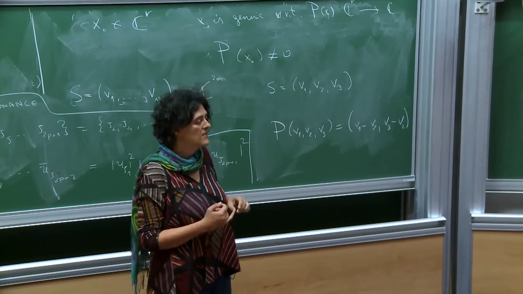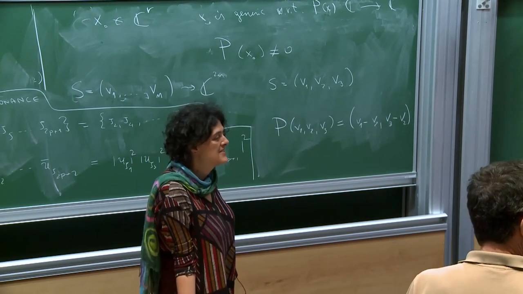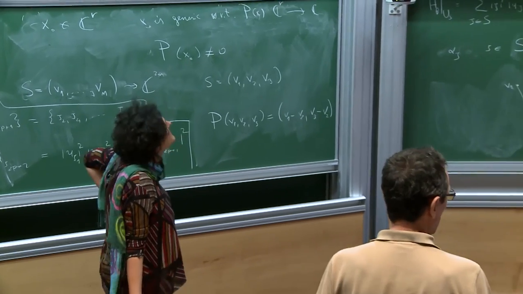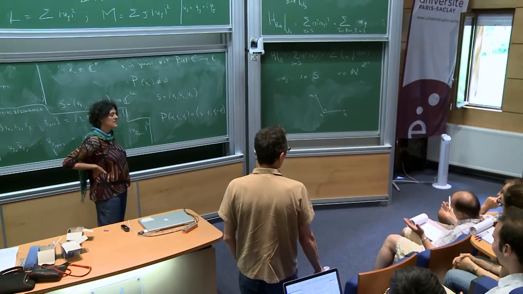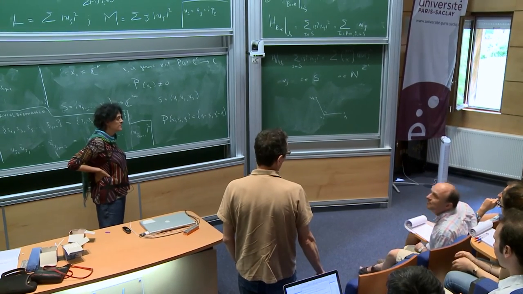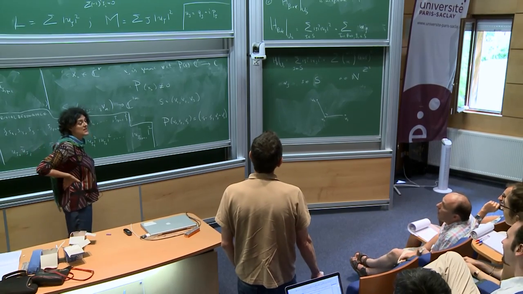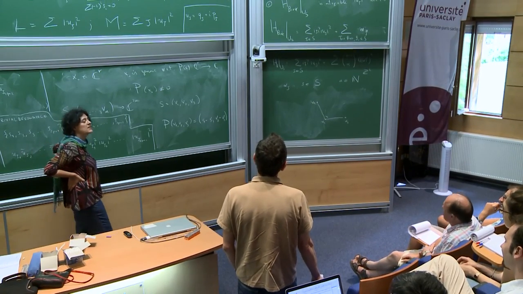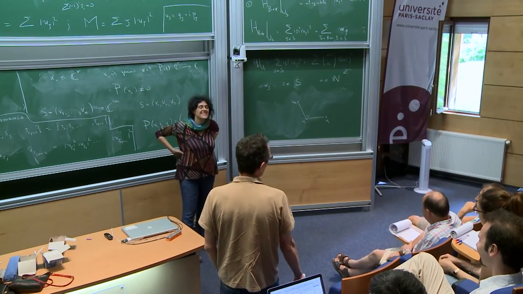Can I reformulate the proposition by saying that there exists a polynomial such that for every S such that P of S is not zero, then the following holds? Exactly. There exists a polynomial, yes. But the polynomial will depend naturally on the degree of the NLS. Yes, you're right. I should have written their existence.